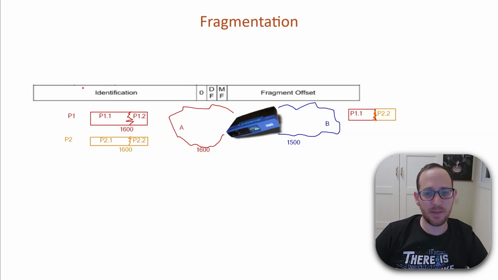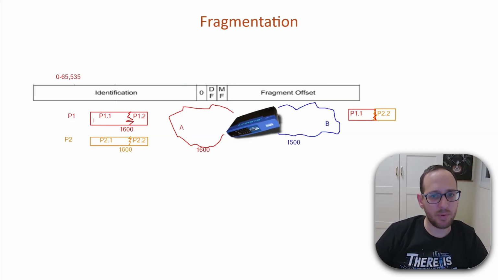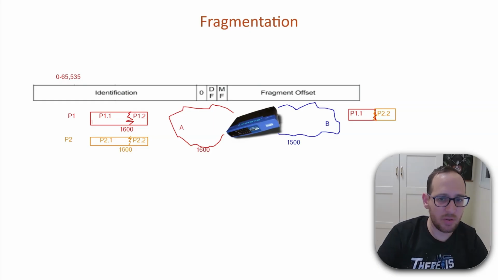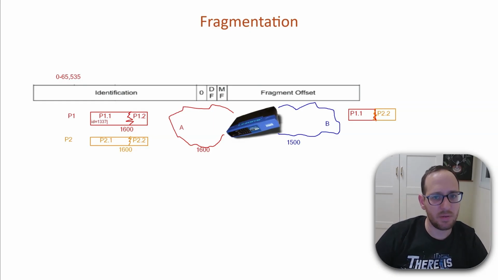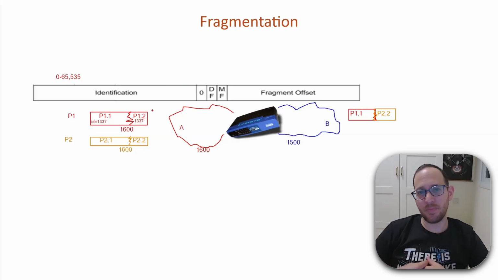We have 16 bits here, so a number between 0 to 65,535 that identifies the packet. So, for example, let's say P1.1 and P1.2 would have the same ID, short for identification, of say 1337. So if it will be 1337, this one will also have the ID of 1337. Good. So this solves the need to know that different fragments belong to the same original packet.